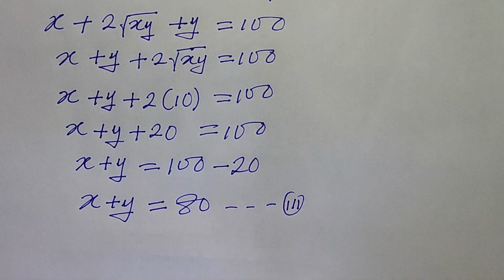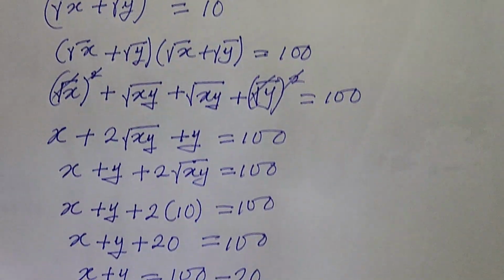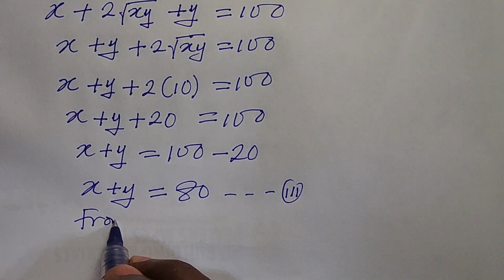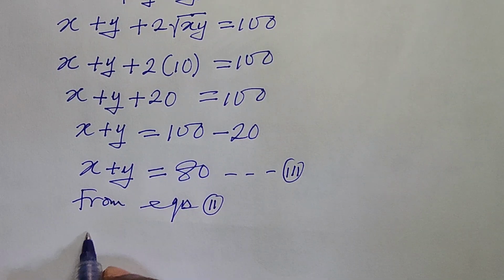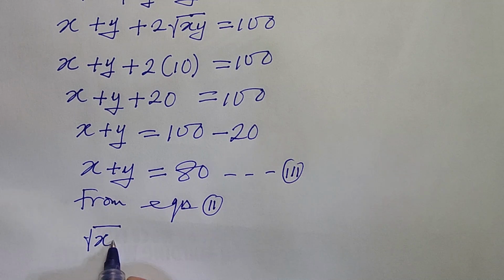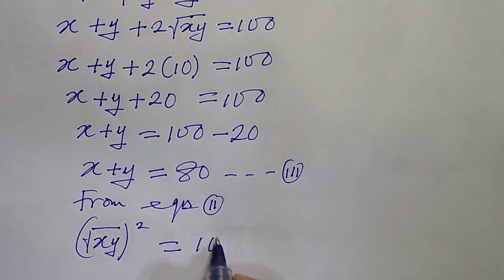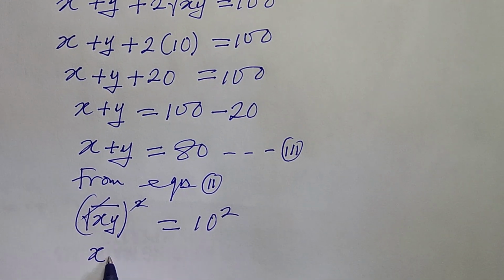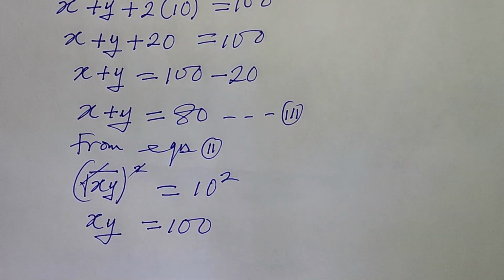If we hold this as equation 3, then we now go over to square equation 2. Look at our equation 2. So let's also square equation 2, right? So now from equation 2, we square both sides. So we have the square root of xy, all squared, is equal to the square of the right hand side also. So this goes with the radical. So we now have xy now be equal to 100.